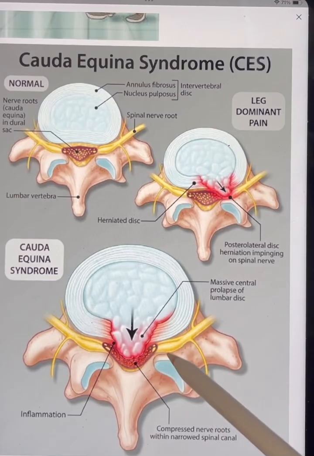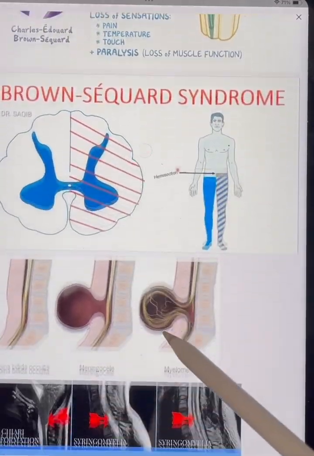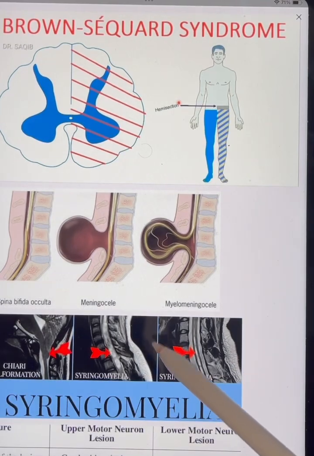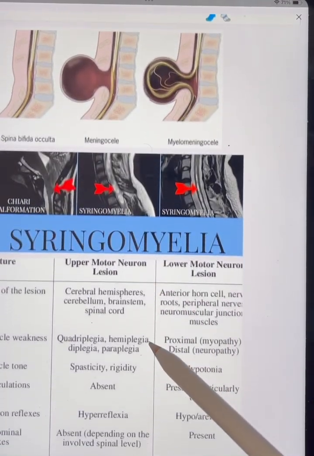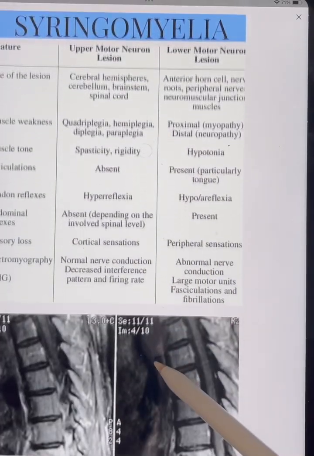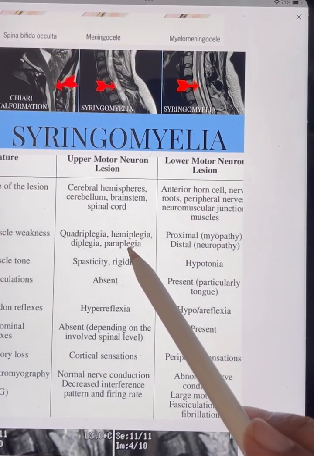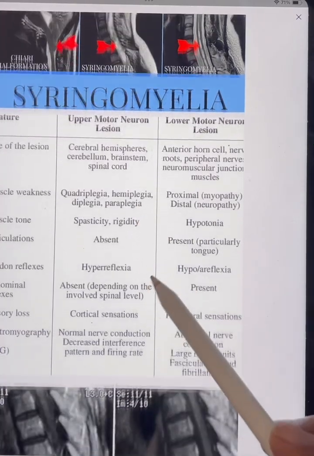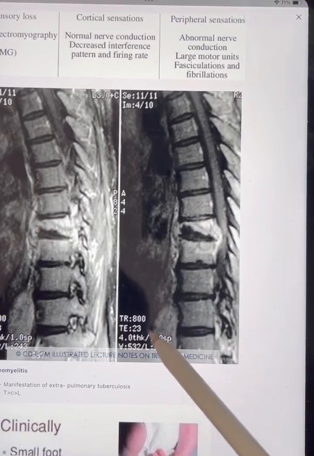It is central cord compression. Brown-Sequard is the hemicord compression: loss of pain and temperature on the opposite side and power on the same side. You get syringomyelia as a central cord compression. So upper motor neuron lesion, in the cerebral hemispheres and brainstem, gives hyperreflexia. There is no inhibitory control from upper motor neurons.